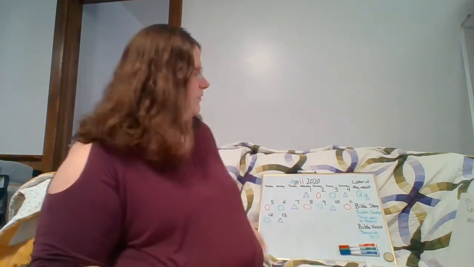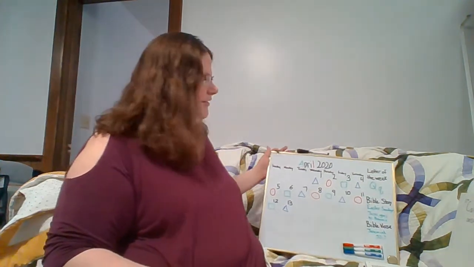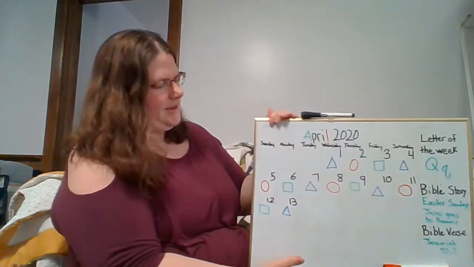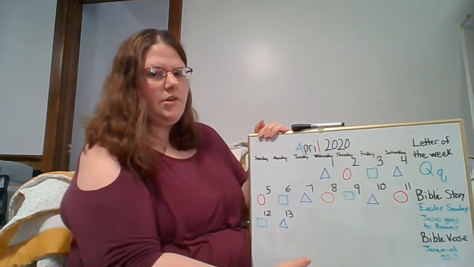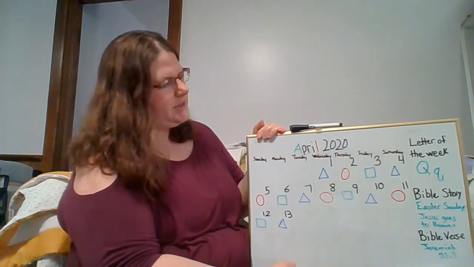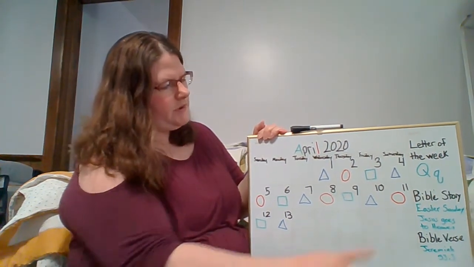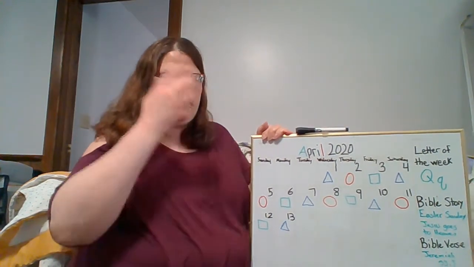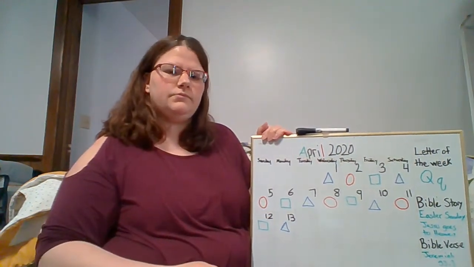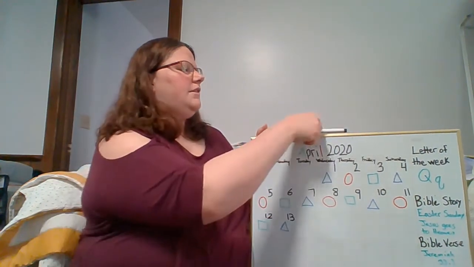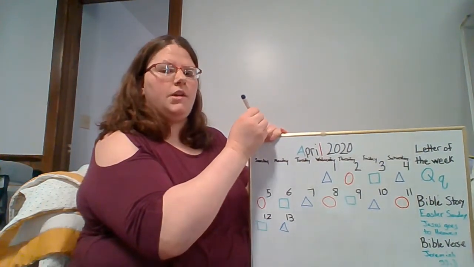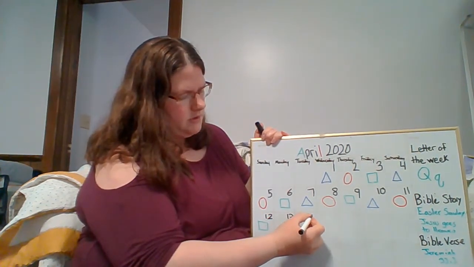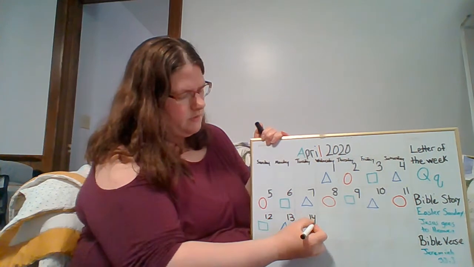Hi everyone, we've got to pick up with our calendar. Alright, so we have a new day today. Now let's figure out what our new number for today is. So we have numbers 11, 12, 13. What comes next? 14. 14 is a 1 and a 4. So 1 and a 4.